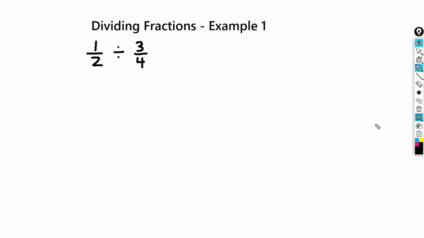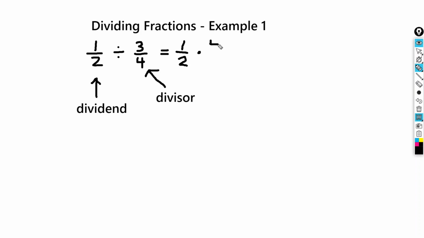In our first example of dividing fractions, we have 1/2 divided by 3/4. So 1/2 is your dividend, and 3/4 here is the divisor. What we want to do is change this to a multiplication problem, and flip the top and the bottom of the divisor. So we want to change this to 1/2 times 4/3.